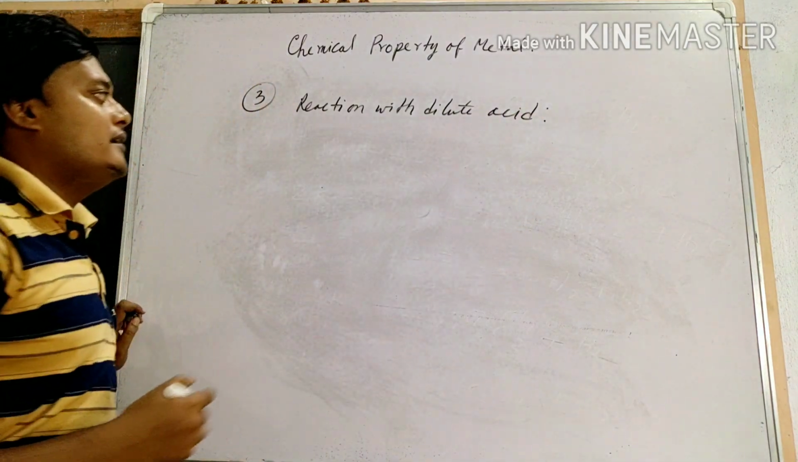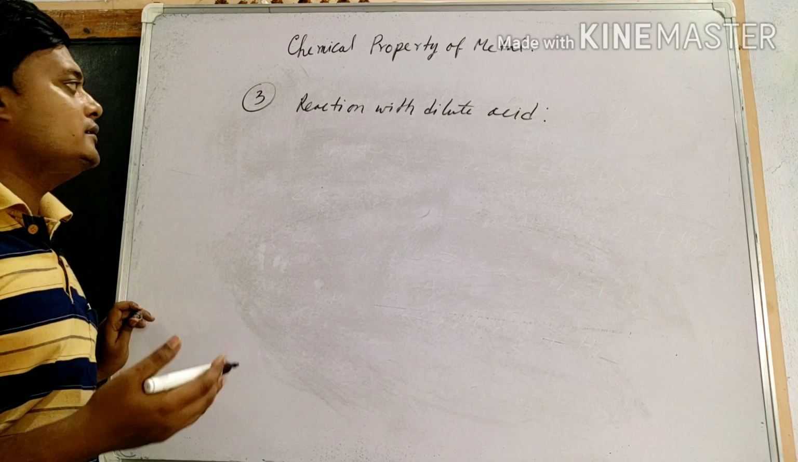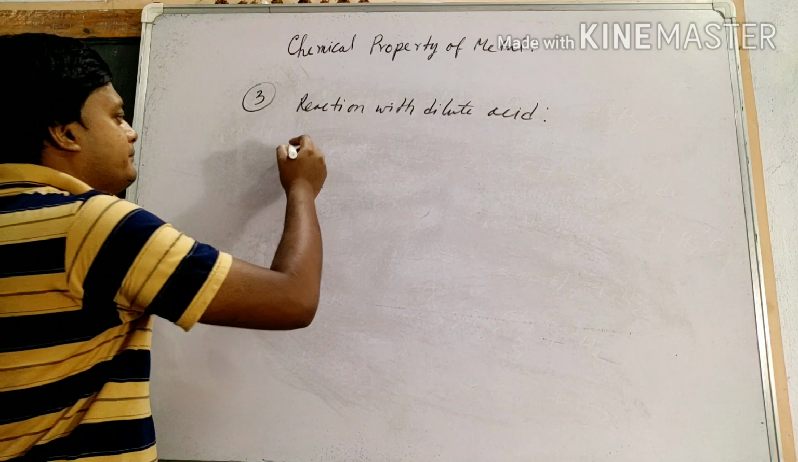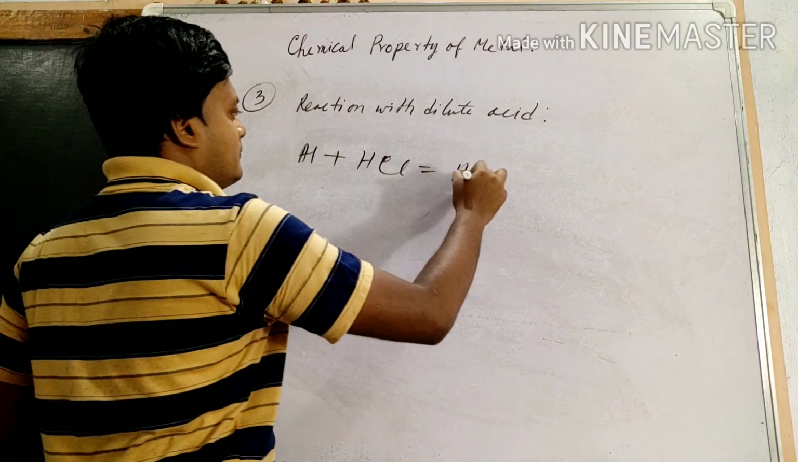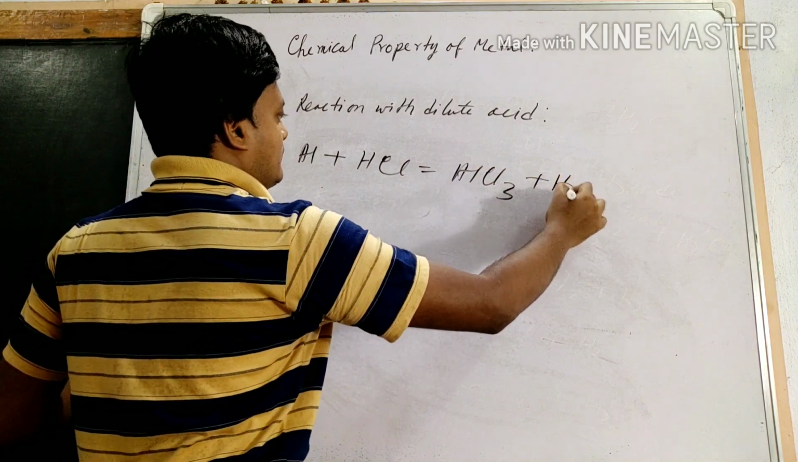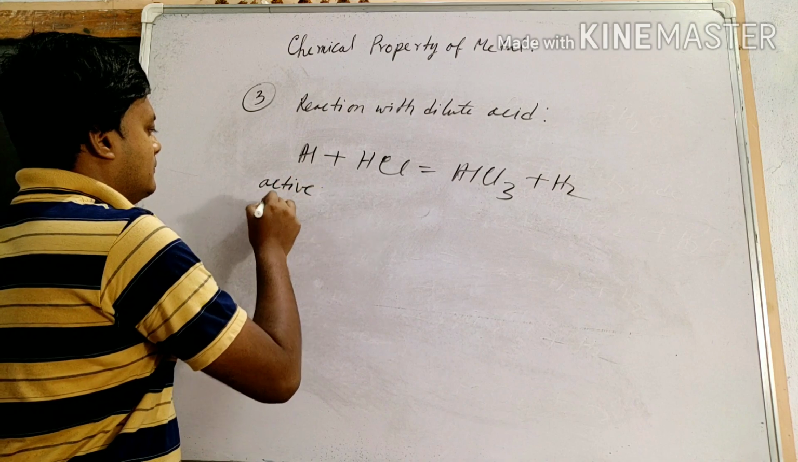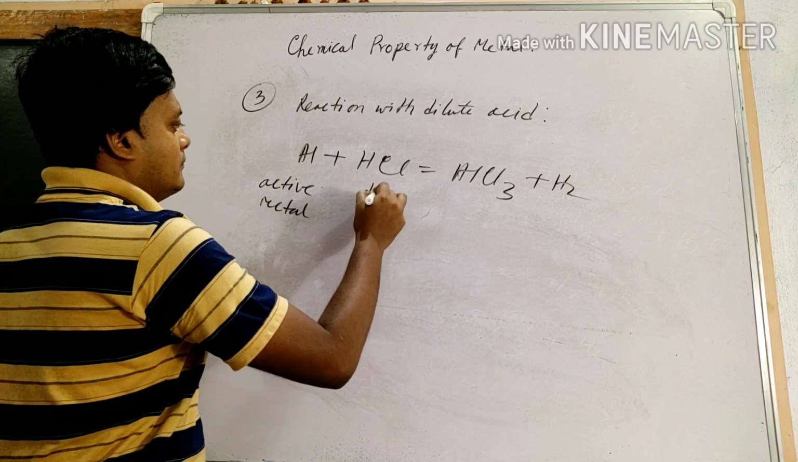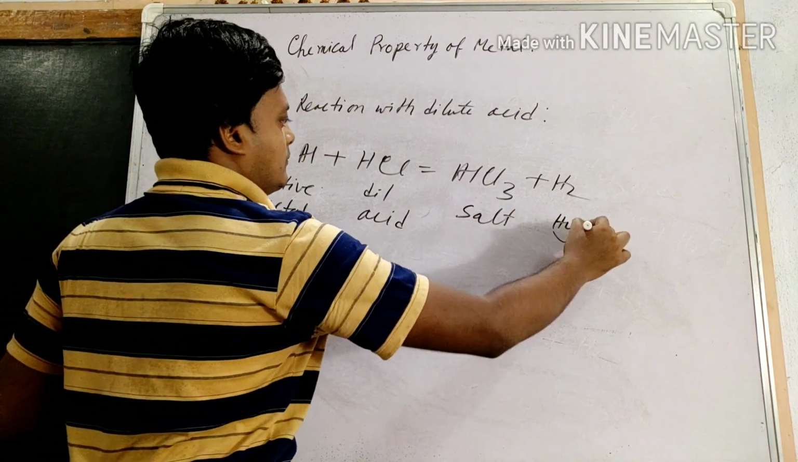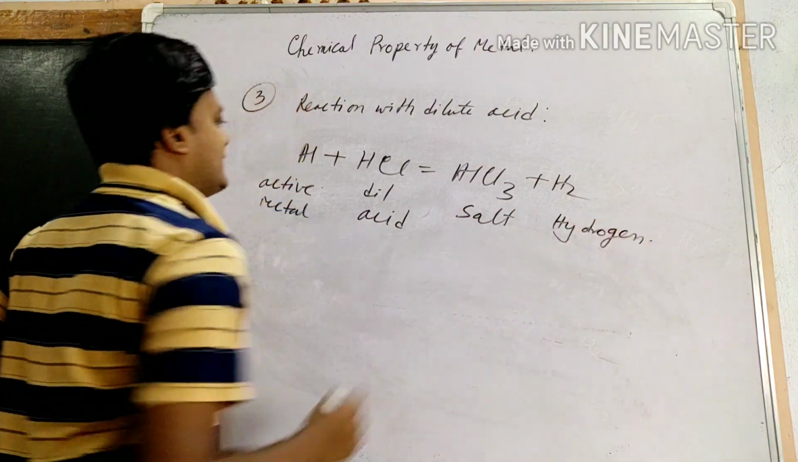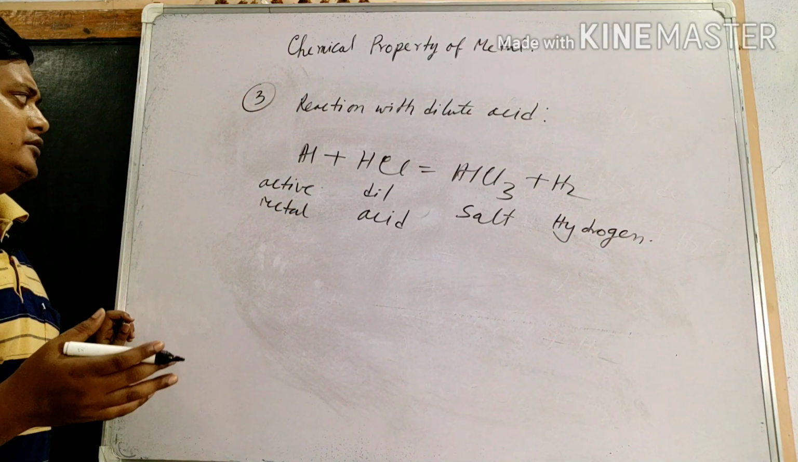Now active metal reacts with dilute acid to form salt and hydrogen.